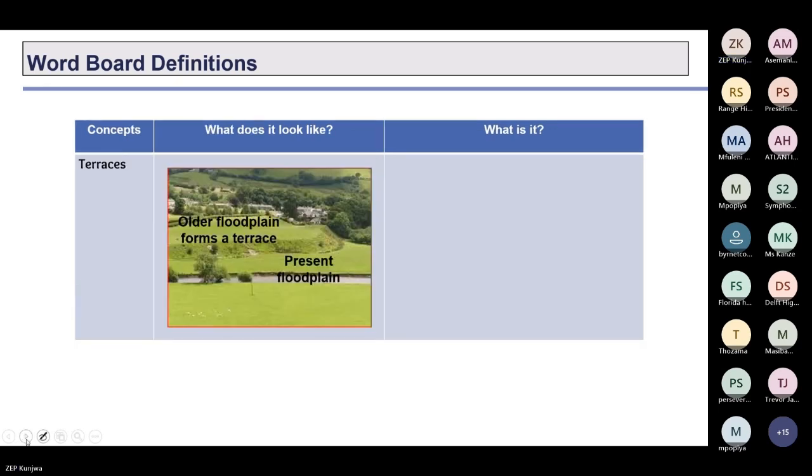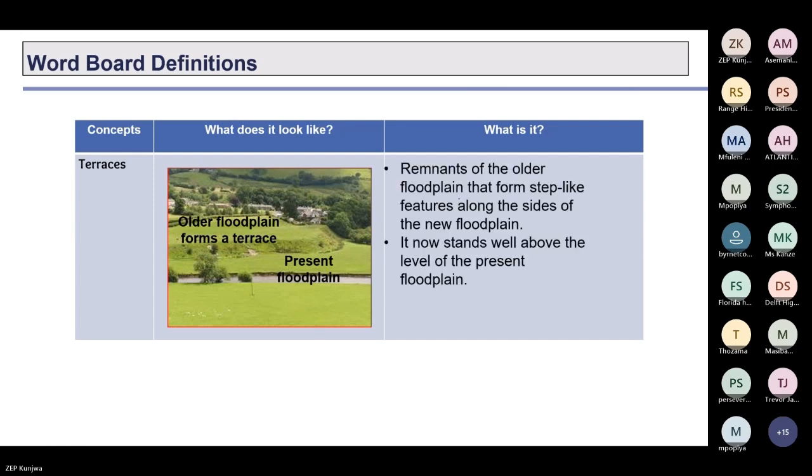Another concept you have to understand is what we call the terraces. Now, it is a remnant of the older floodplain, forming step-like features alongside the new floodplain. Okay, the terms there that I have to explain. The word remnant means the leftover, something that was left over.